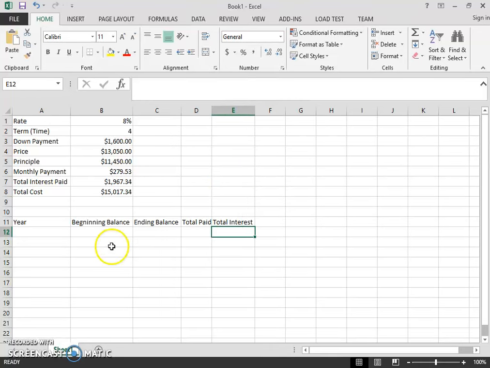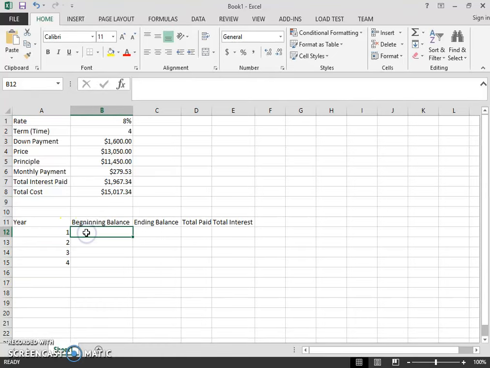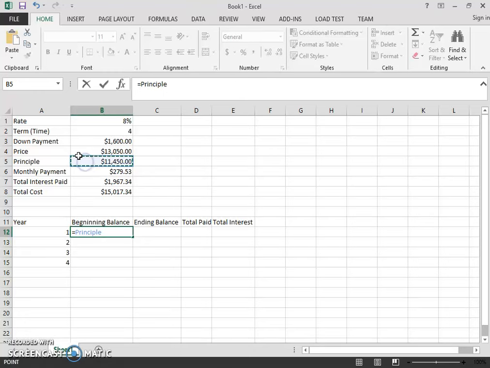All right, so now we're going to set this up. If you remember correctly, we have a 4-year car loan. So we need to set up year 1, year 2, year 3, and year 4. All right, now at the beginning of year 1, how much money do we owe? Well, that's pretty simple. That's going to be equal to the amount of money that we borrowed. The amount of money that we borrowed is what is known as the principal. So we go equal to principal. Pretty easy to set up.